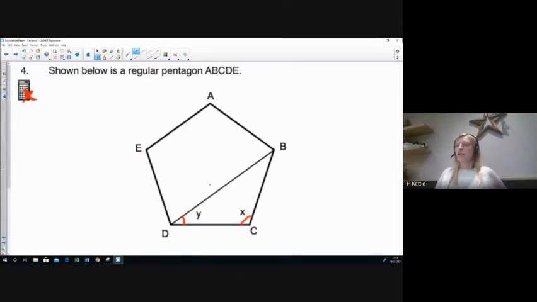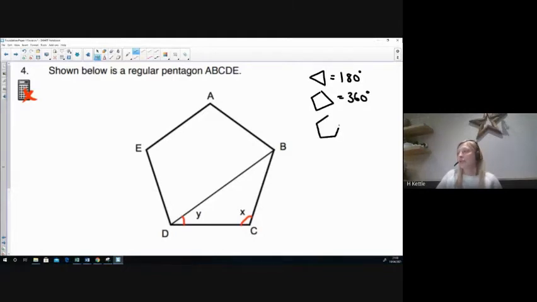Okay, question 4. Shown below is a regular pentagon ABCDE. Now, a pentagon, we should know that in a triangle, the angles add up to 180 degrees. In a quadrilateral, a 4-sided shape, the angles add up to 360 degrees. And in a pentagon, a 5-sided shape, again, we go up by another 180 degrees. So that would be 540 degrees. So in a pentagon, 540.